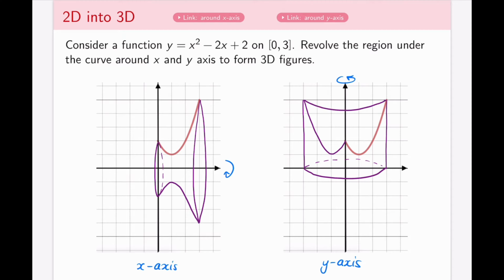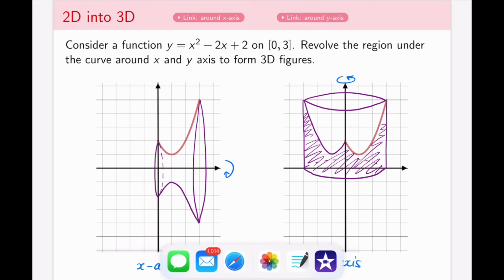So this top piece will get connected. I'm going to have this odd looking bowl where this inside is empty, but this area under the curve is actually filled in. So this object is really quite difficult to visualize. Let's try to take a look at what both of these would look like on Desmos.